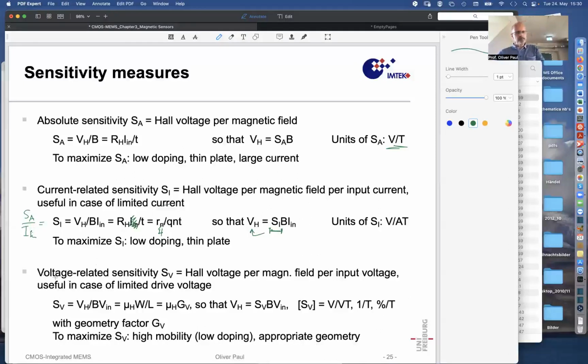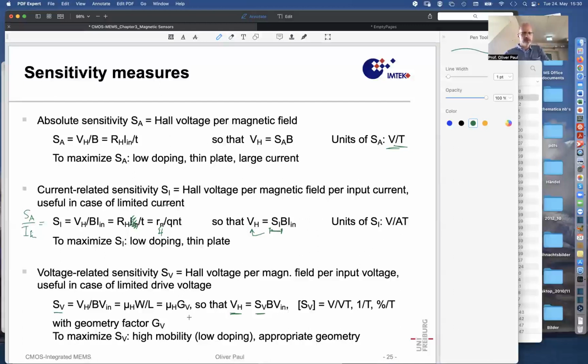Right. And then we have the third sensitivity, which I actually like the most, because I know that the voltages with which these sensors are driven are bounded by circuitry. And so this is a voltage related sensitivity, which is given by the output voltage per input voltage per magnetic field applied. So once you have this SV, you can again calculate the Hall signal from SV given a B, given an input voltage, 3 volts or 5 volts or 1 volt.